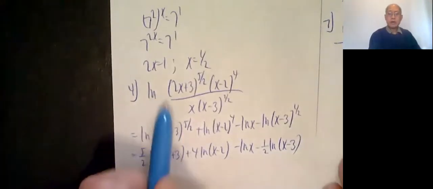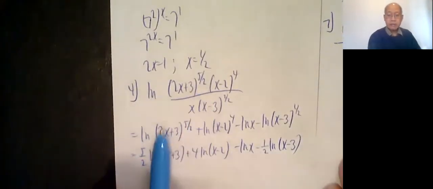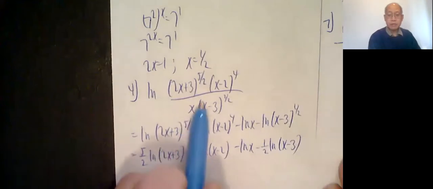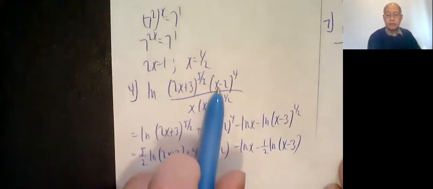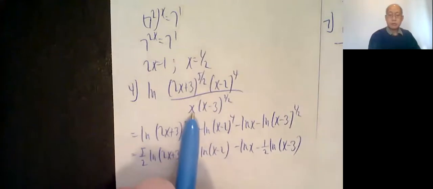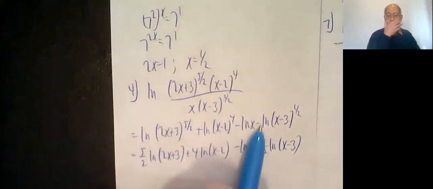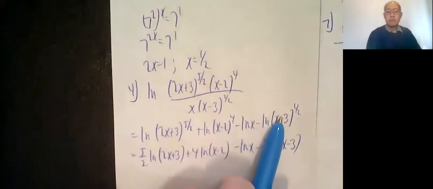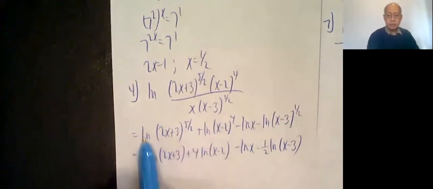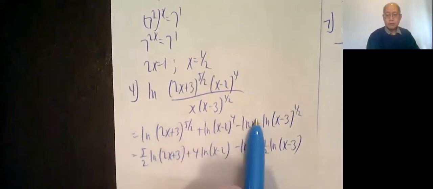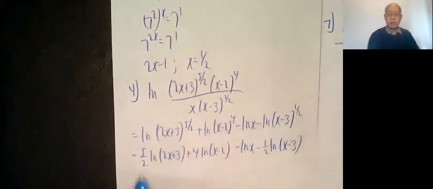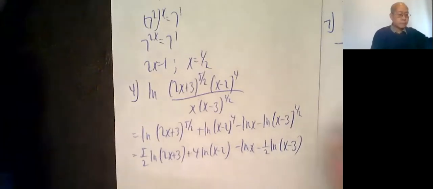Number 4, simplify. This is a product, so you add them: ln of (2x+3)^5 plus ln of (x-2)^4. Since this is division, you subtract this one and this one. So minus ln of (x-3)^(1/2), that's also on the bottom. Bring all the exponents down, so 5/2 comes in front, 4 comes in front, this doesn't have anything, 1/2 comes in front. Final answer: 5/2 ln(2x+3) + 4 ln(x-2) - 1/2 ln(x-3).